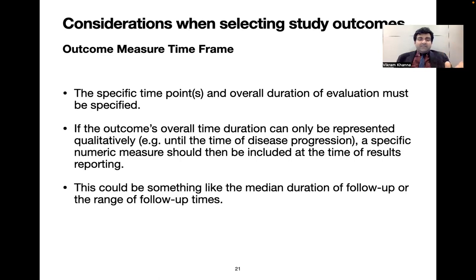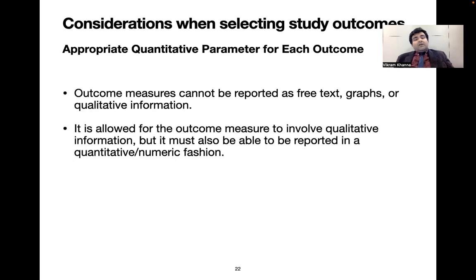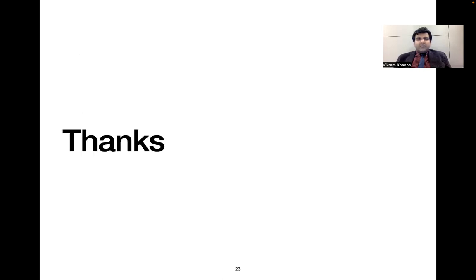If the outcome overall time duration can only be represented quantitatively, a specific numerical value should be included at the time of result reporting. Appropriate quantitative parameter for each outcome. Outcome measures cannot be reported as free text. It is allowed for the outcome measures to involve qualitative information, but it should also be reported in quantitative measures.